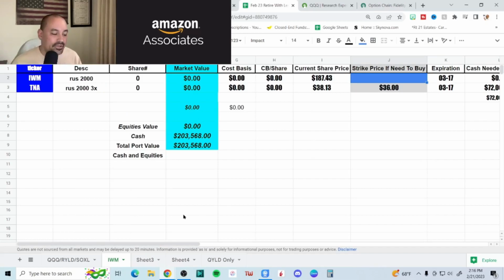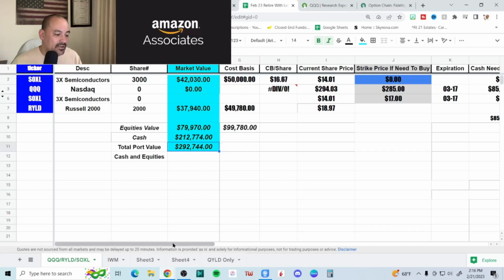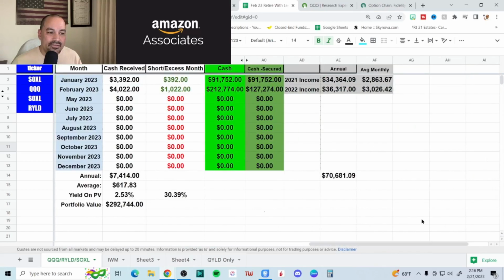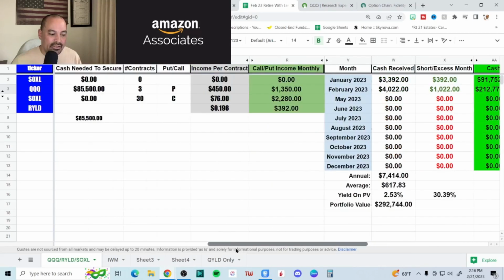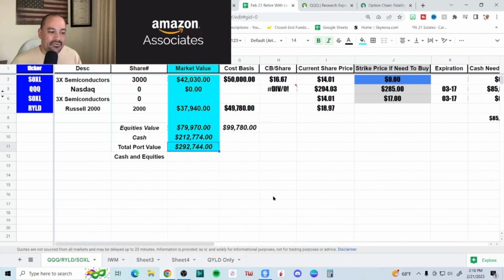We've been doing it for 2 years, especially on this side. We got $34,000 in 2021, $36,000 in 2022. You know, we're off to a good start in 2023. The portfolio value went from starting at $250,000 2 years ago up to $292,000.